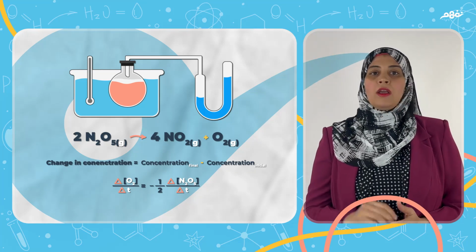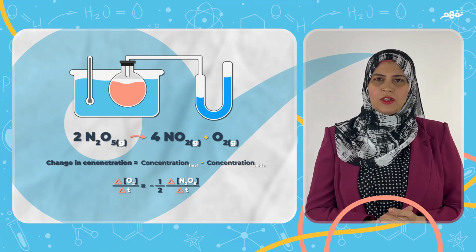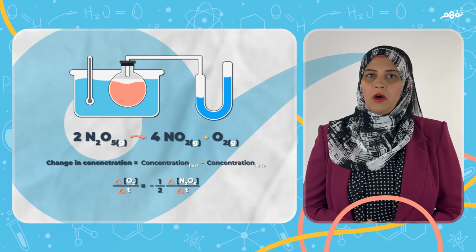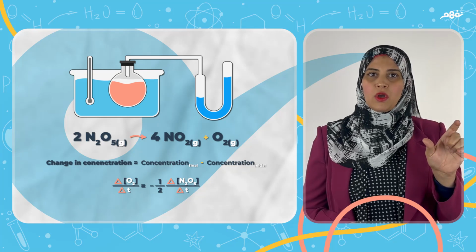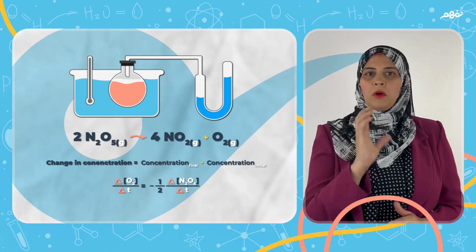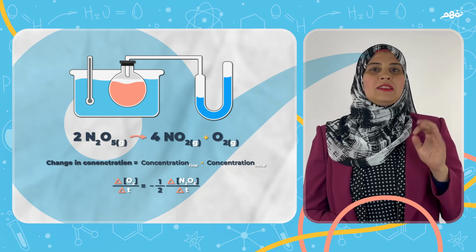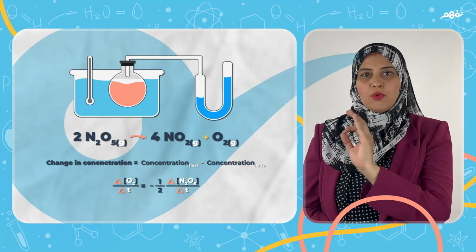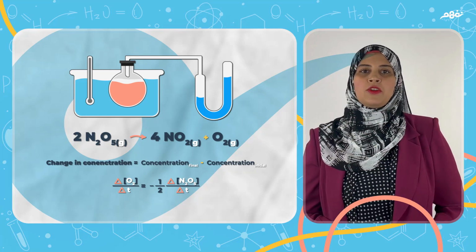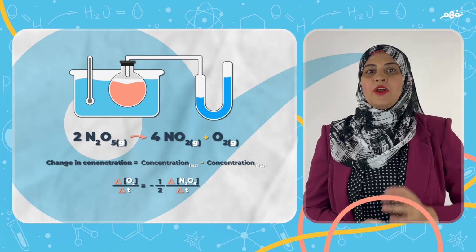In another way, if we want to measure the rate of reaction related to the reactants, I'll say that the rate of reaction equals half. Why half? Because every two molecules of dinitrogen pentoxide decompose to produce one molecule of oxygen gas. So the rate of reaction equals half the final concentration of your reactant, N2O5, minus the initial concentration, over the time required to consume your reactants.